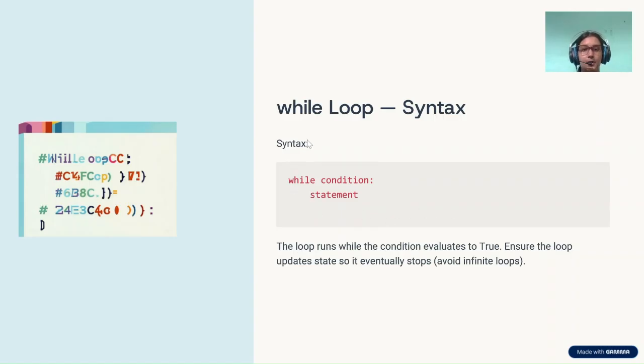If the syntax is wrong, the code won't work. So the syntax for while loop is while, condition, and then statement. The loop runs while the condition evaluates to true. Ensure that the loop updates state so it eventually stops, right? Otherwise we'll get infinite loops, okay?